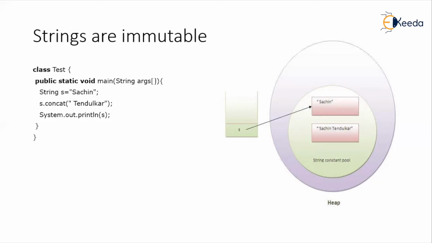So every time in a string, whenever you perform any sort of operation, the changes will not be reflected in your original data. However, a new object will be created where this data will be stored. That's why strings are immutable.